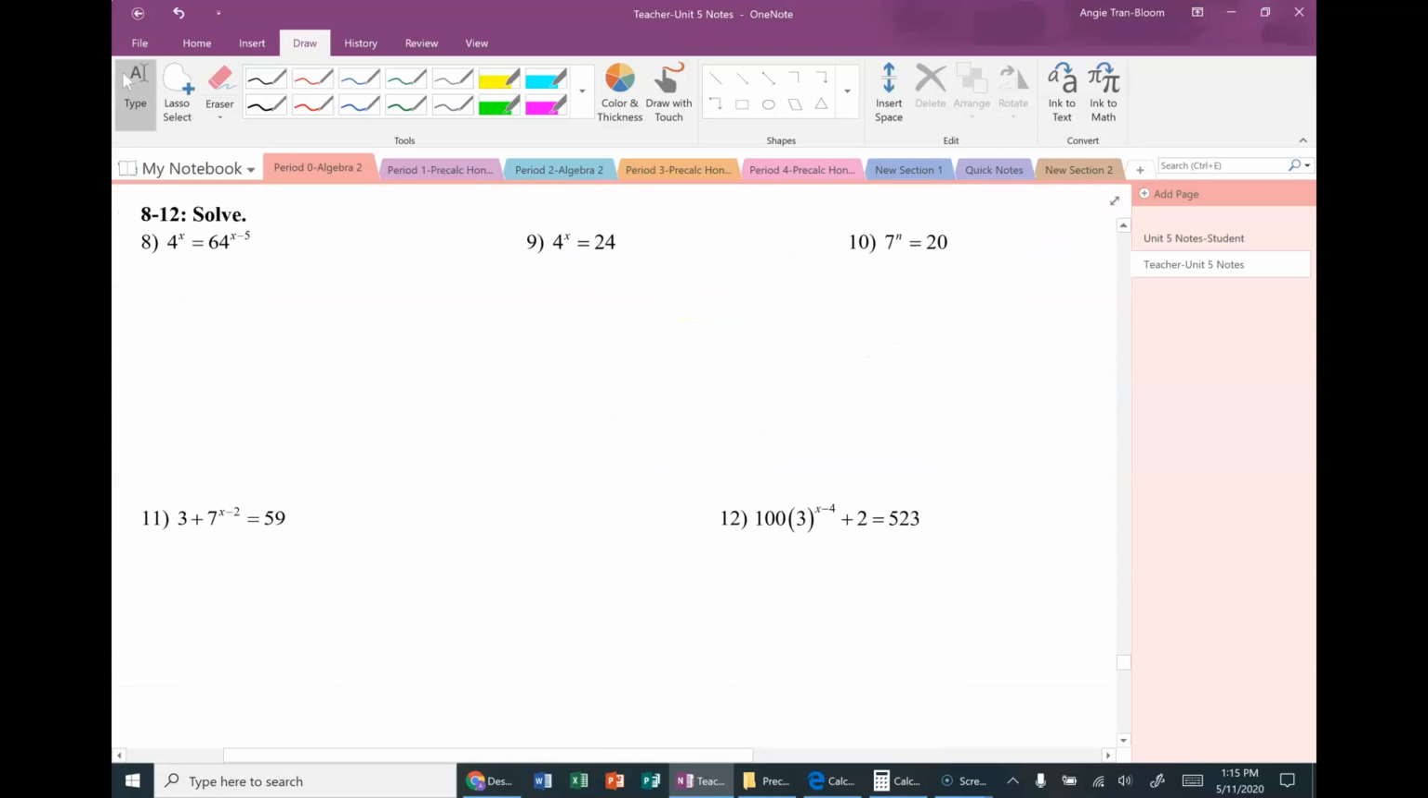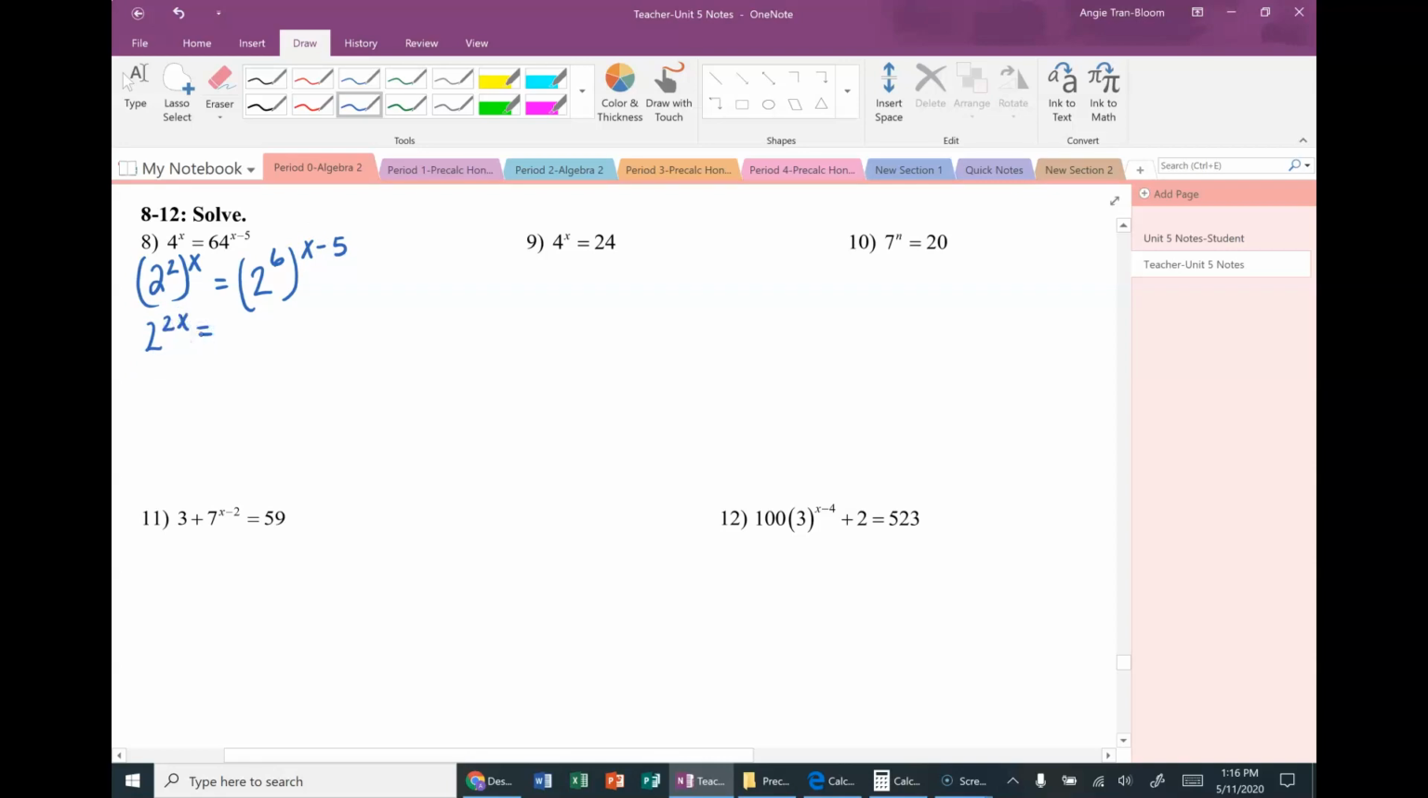Number 8 to 12. 4 to the x equals 64 to the x minus 5. At this time, you can see that the bases aren't the same, but that doesn't mean that you can't change them to the same base. So 4 is really 2 squared, and that's really 2 to the 2 to the x power. 64, that's really 2 to the 6 power to the quantity of x minus 5. And as you know already, power to the power, you will distribute the power.